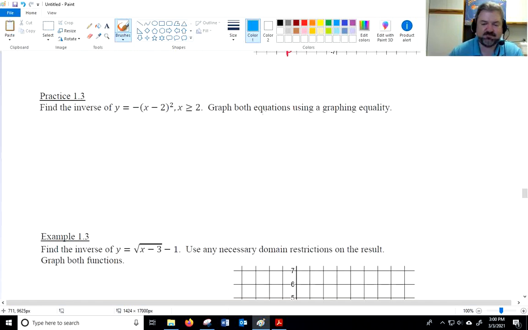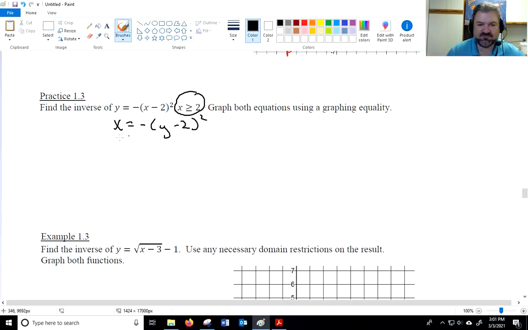All right. Try finding the inverse of this, and then graph both with a graphing utility. Okay, hopefully you've paused the video by now and given this a try. We're going to flip the x and y values. Pay attention to that. That's important.